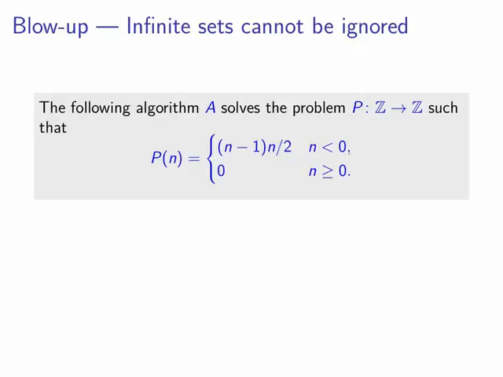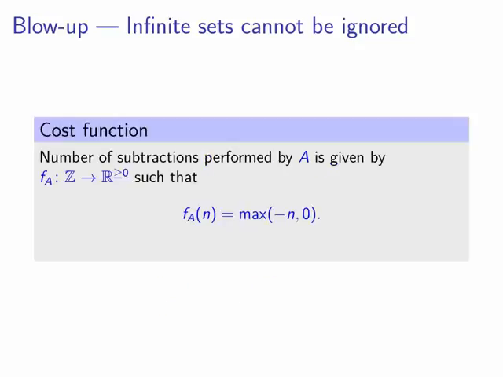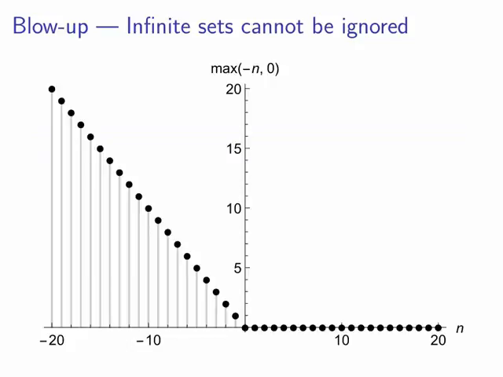Here's a problem to compute this function. A Python algorithm to solve this problem is here. If we compute the cost function for the number of subtractions performed by this algorithm, we get that it's the maximum of -n and 0. And its graph looks like this.